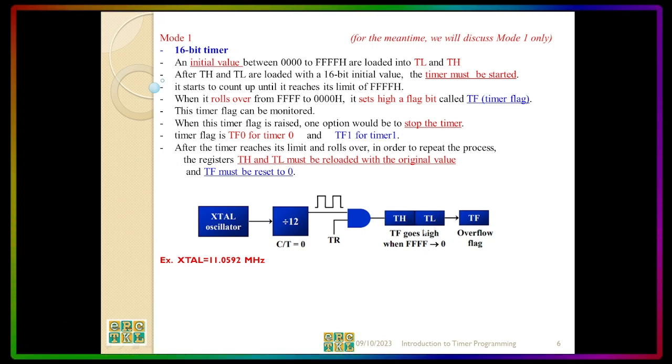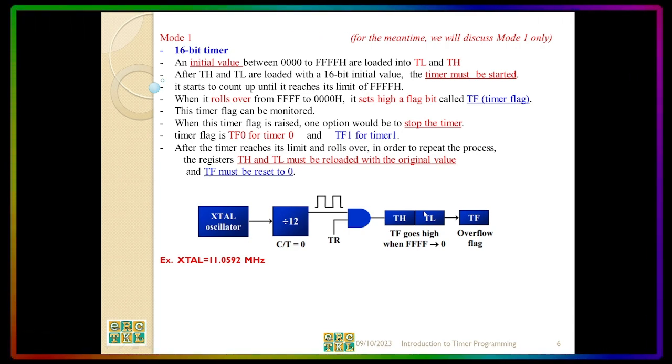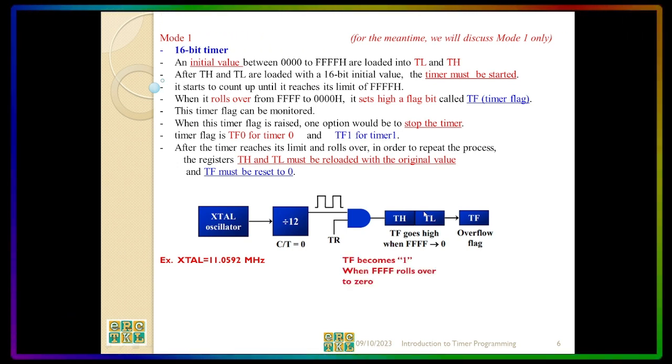While the timer is not yet done in doing its job of generating the delay, the TF or the timer flag will still be equal to 0. It will only become 1 automatically when it rolls over from FFFF to 0. So the TF becomes 1 when FFFF rolls over to 0.